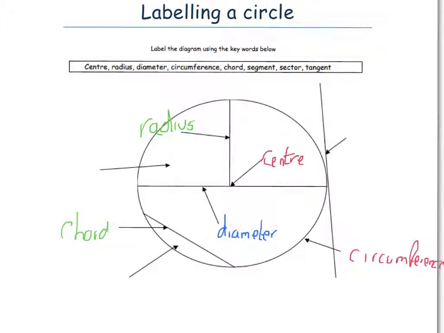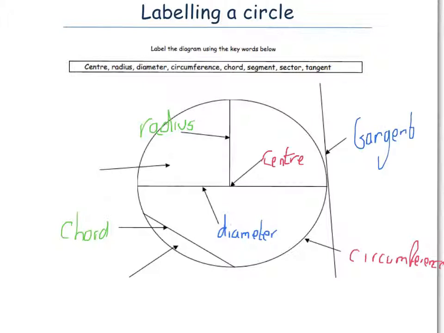You've also got a tangent, which is this line here, which just touches the outside of the circle and is at 90 degrees to the radius. So this here represents a tangent.